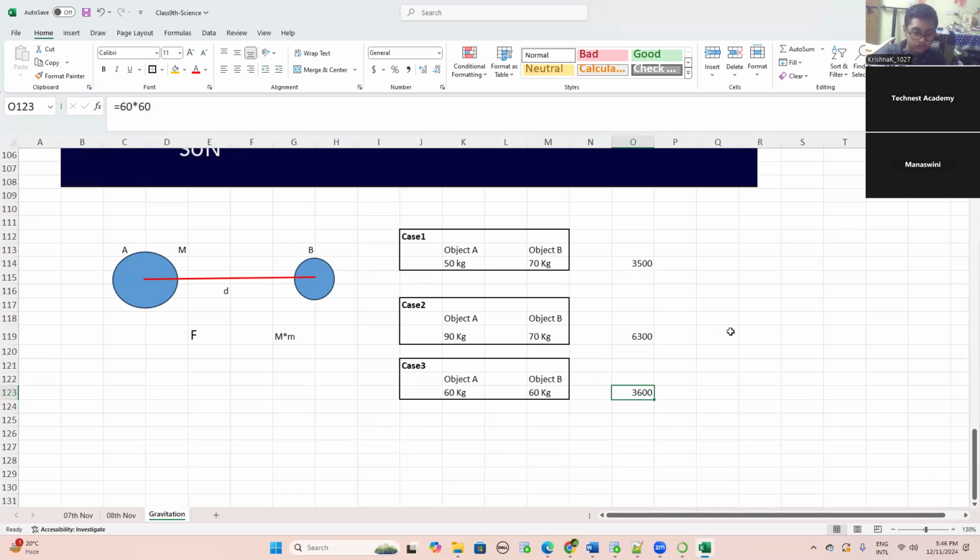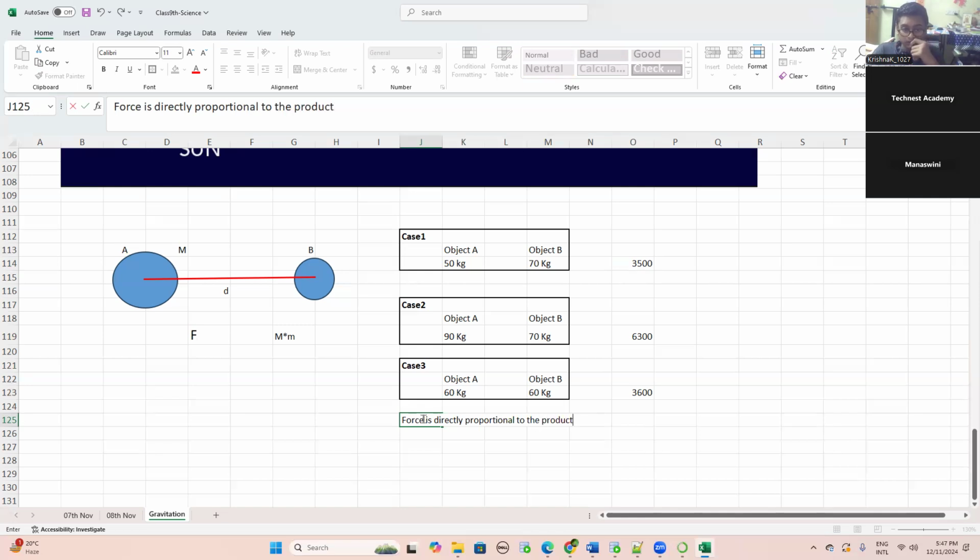So in which case is the product of mass more? In case 2, it is 6,300. So here the force will be maximum. And in which case will the force be minimum? Case 1, it is 3,500. So whenever you have to check force, don't check individual masses. What you have to check? The product of the masses. Force is directly proportional to the product of mass of each object.